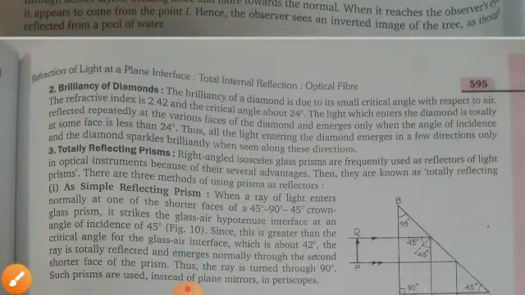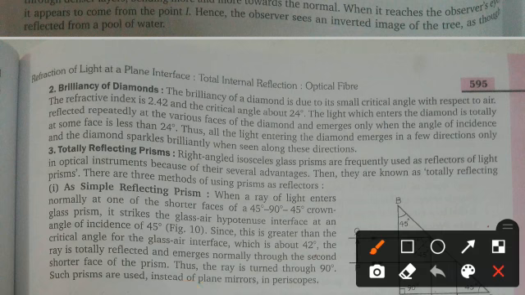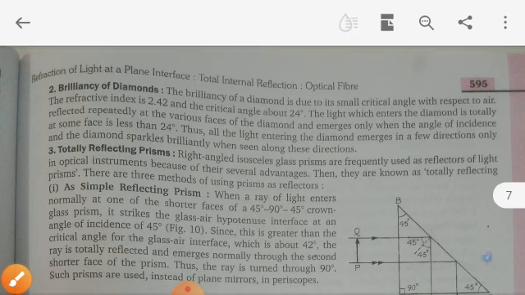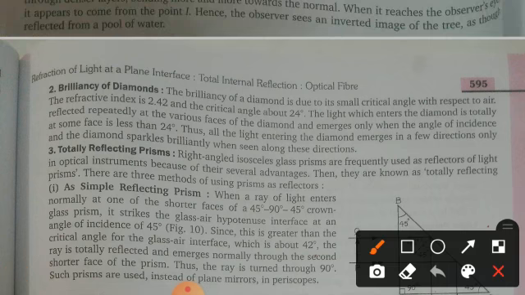Now, there is another example: the brilliancy of diamond. The brilliancy of a diamond is due to its small critical angle with respect to air. The refractive index is 2.42, and the critical angle is about 24 degrees. The light which enters the diamond is completely reflected, repeatedly at various faces of the diamond, and emerges only when the angle of incidence at some face is less than 24 degrees. Thus, all the light entering the diamond emerges in a new direction only, and the diamond sparkles brilliantly when seen along this direction. I hope you understand it.